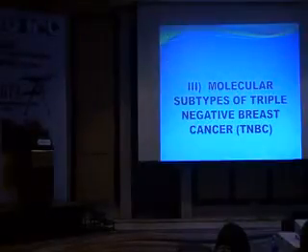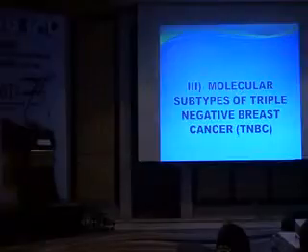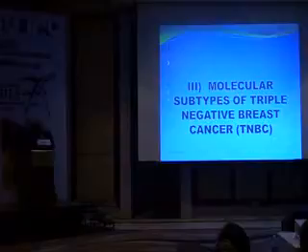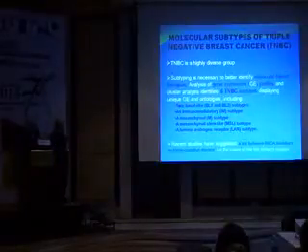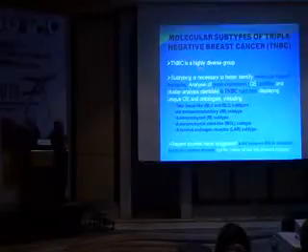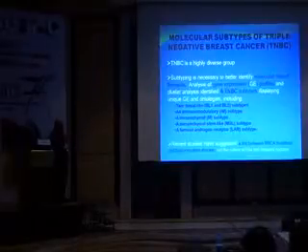Now the third class is molecular subtypes of triple negative breast cancer. Actually, because this group is very important and needs the most aggressive chemotherapy, nowadays they talk about this group as a separate entity. This is a highly diverse group, and subtyping is very necessary to better identify targeted therapies.